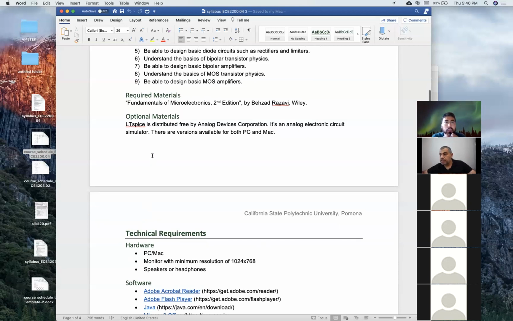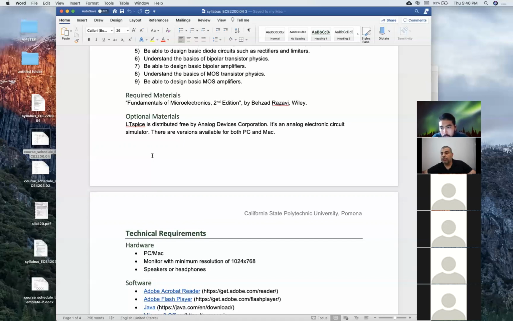Another thing that's optional for you guys, but is a pretty cool tool, is Spice. I don't know if you guys have used Spice before, but it's a simulation tool. It's pretty universal for simulating electronic circuits.